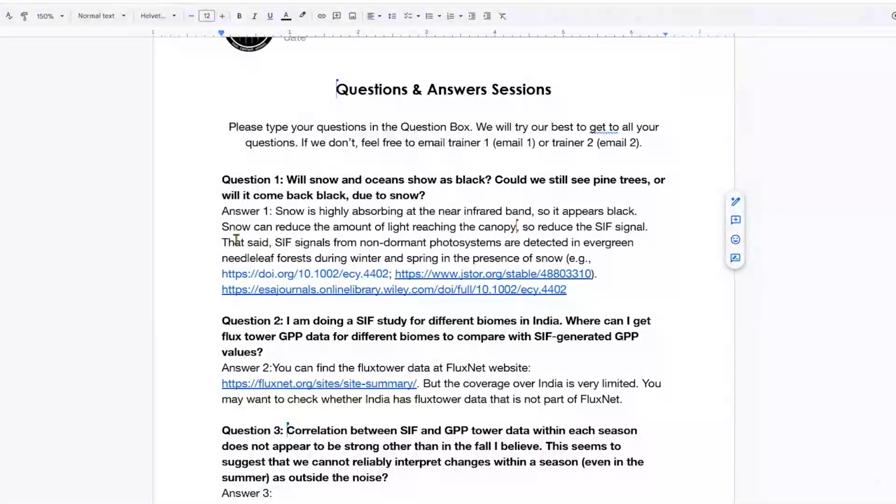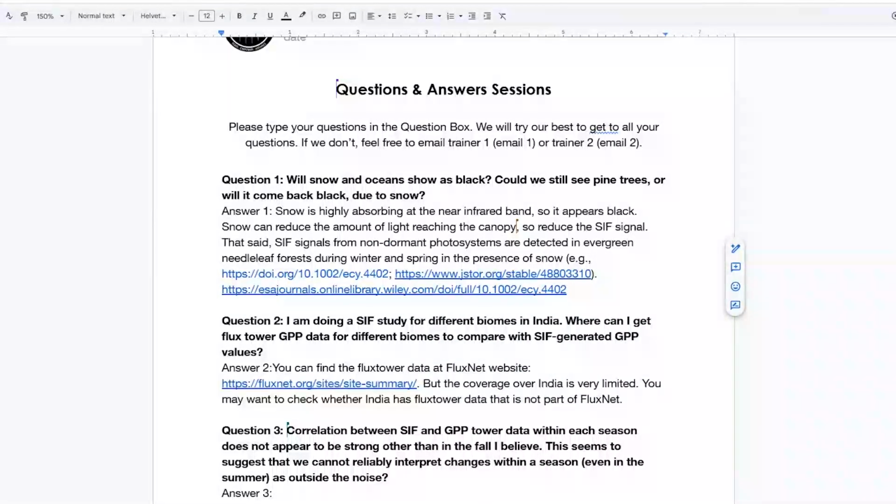The first question: will snow and oceans show as black? Could we still see pine trees, or will it appear black due to snow? So Dr. Liu, if you'd like to go ahead and respond to that.